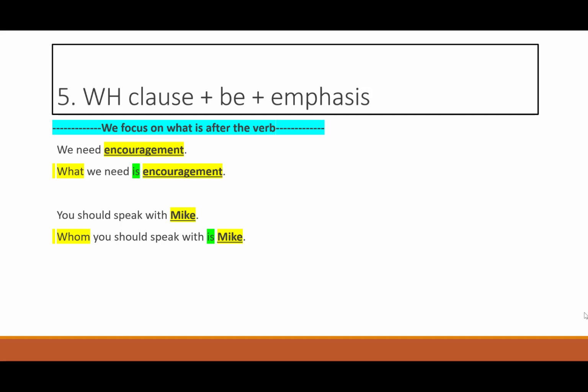Okay, back to the question. You should speak with Mike. Mike is an object, a person. Therefore, the WH word we have to use is whom. Then, copy the sentence: whom you should speak with. Don't forget to put be as the verb. This one is in present simple, that's why we use is. And then, the emphasis, the one we would like to stress. Whom you should speak with is Mike.